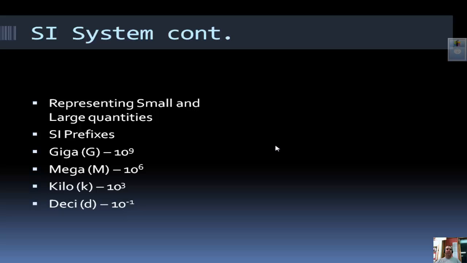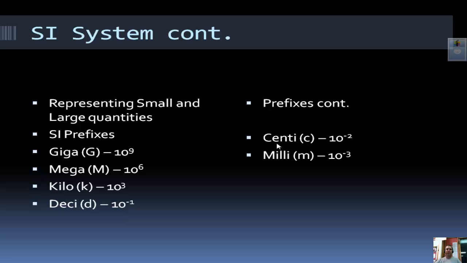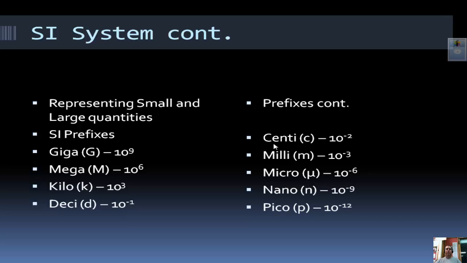Deci is 10 to the negative 1. Centi is 10 to the negative 2. Milli, 10 to the negative 3. Micro, 10 to the negative 6th. Nano is 10 to the negative 9th. And pico is 10 to the negative 12th. This is also going to be a very important set of prefixes that you're going to have to know when we get into a lot of the conversions we'll be doing over the next few days. So it's important that you recognize the prefix and know the power of 10 that goes with it.